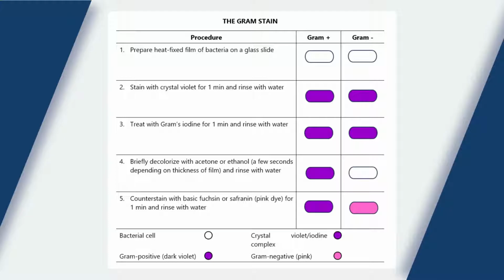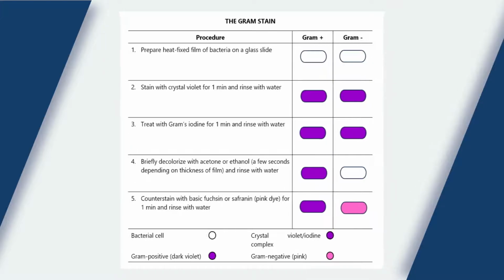4. A decolorizer will remove the crystal violet-iodine complexes from the thin peptidoglycan layers of gram-negative cell walls, but not the thick peptidoglycan layers of gram-positive cell walls. After the decolorization step, gram-positive cells will still hold on to the purple crystal violet color, but gram-negative cells will lose the purple color and be transparent. 5. Safranine is a reddish-pink stain that will stain transparent cells, gram-negative cells, pink. After this step, gram-positive cells will still be purple and gram-negative cells will be pink.